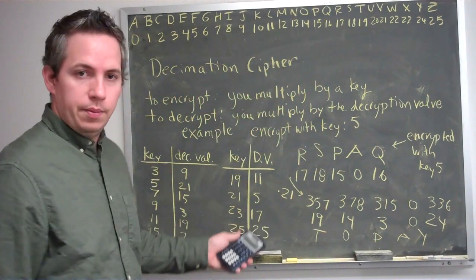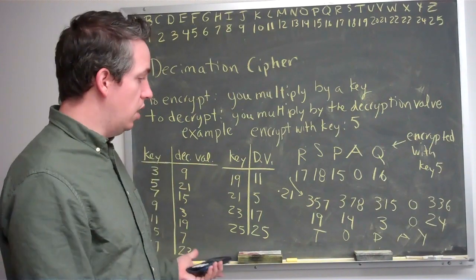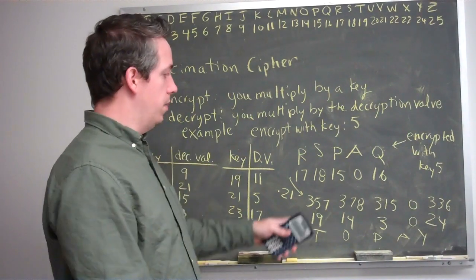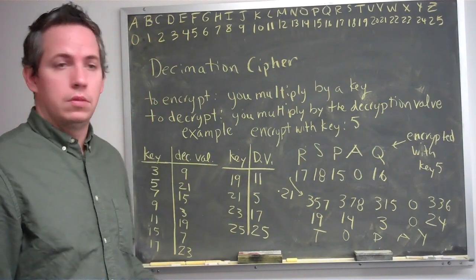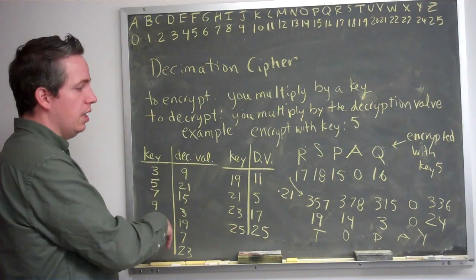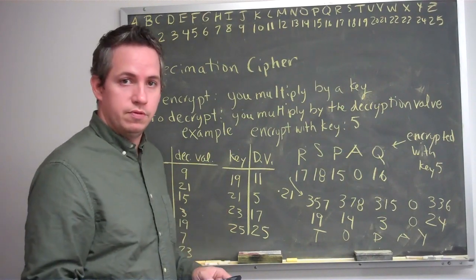And amazingly, multiplying by the decryption value gives me back to where I started. In other words, it actually decrypts my gobbledygook message. That's the decimation cipher. To encrypt, we multiply by the key. To decrypt, we multiply by the decryption value.